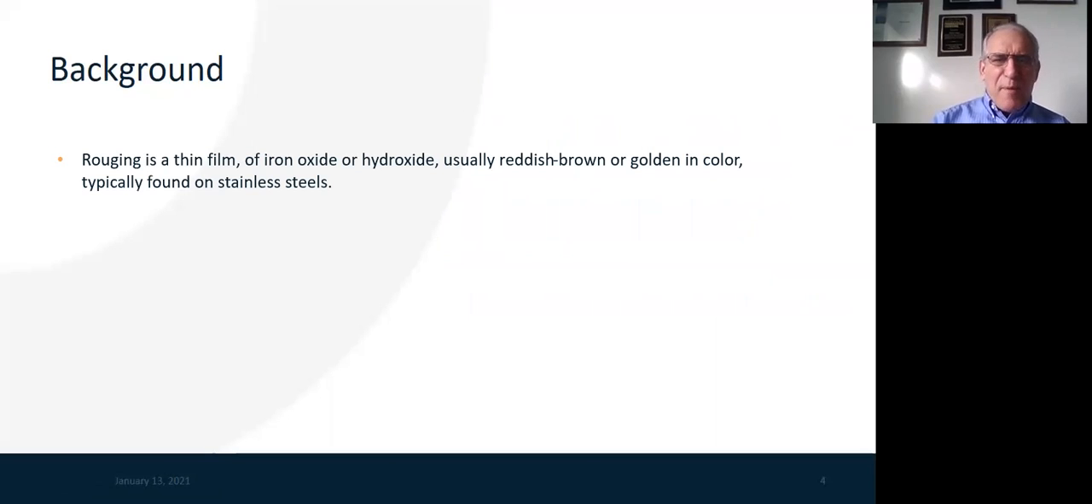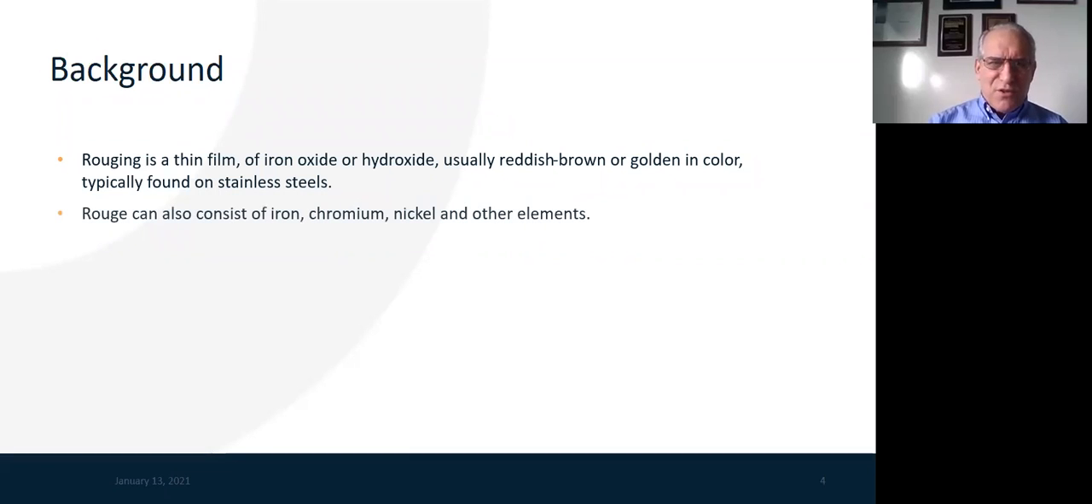Background, let's talk about where Rouge comes from. Rouge is a thin film iron oxide or hydroxide, usually reddish brown or golden in color, could be other colors also, and it's typically found on stainless steels, but Rouge actually develops on all different kinds of metals. All metals will rouge over time, depending upon their interaction with hydroxyls.